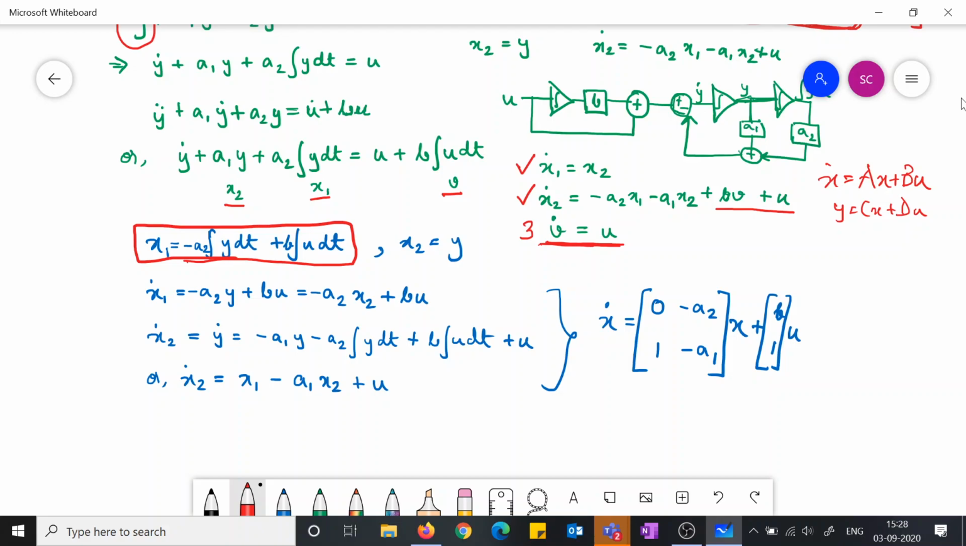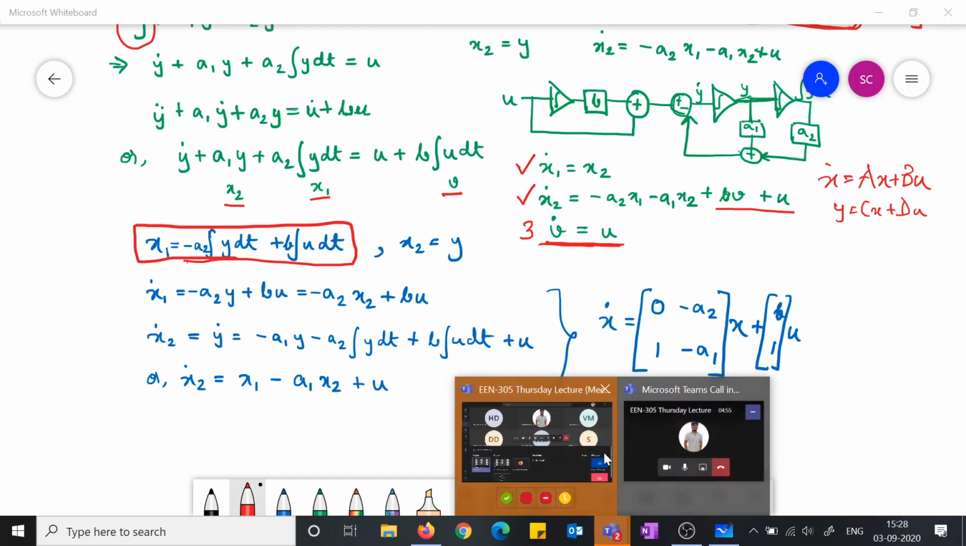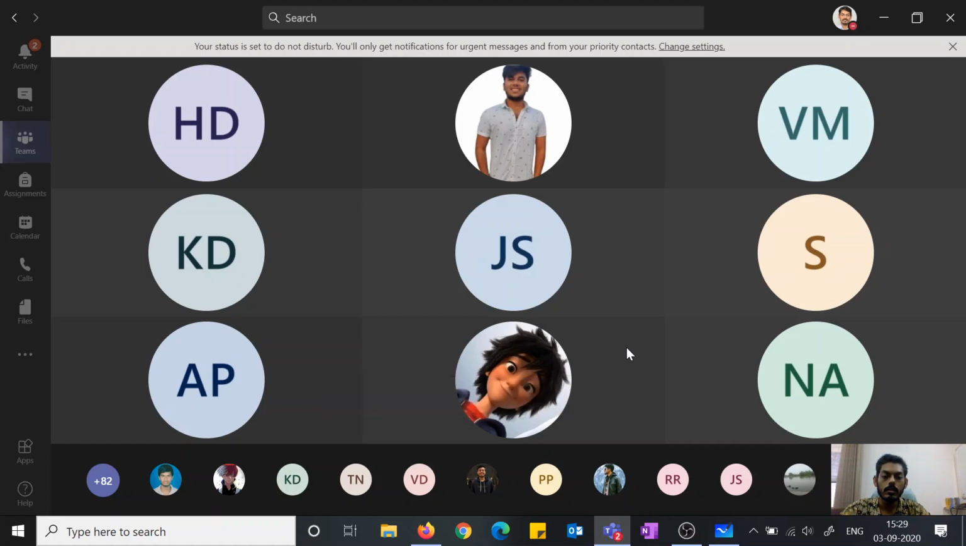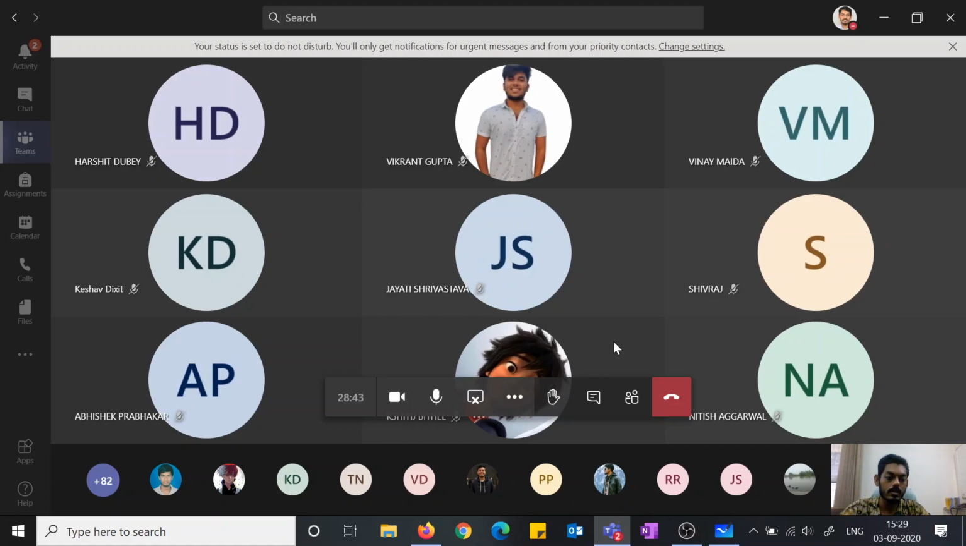If there is any doubt regarding this, you can raise your hand. Let me see. Yeah, so no raising of hand, so I guess this is fine. If there is any other doubt, any other query, you can raise your hand.